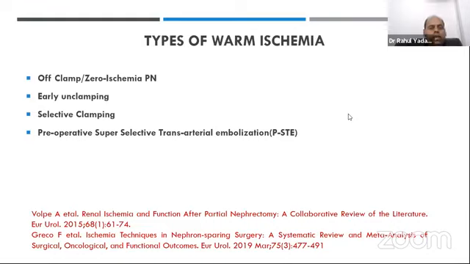Some groups have advocated selective clamping, in which case there is a hilar dissection. We go to the supply of the tumor artery and they just clamp that artery. Also, there is pre-operative super selective transarterial embolization. So these are the various methods of warm ischemia.